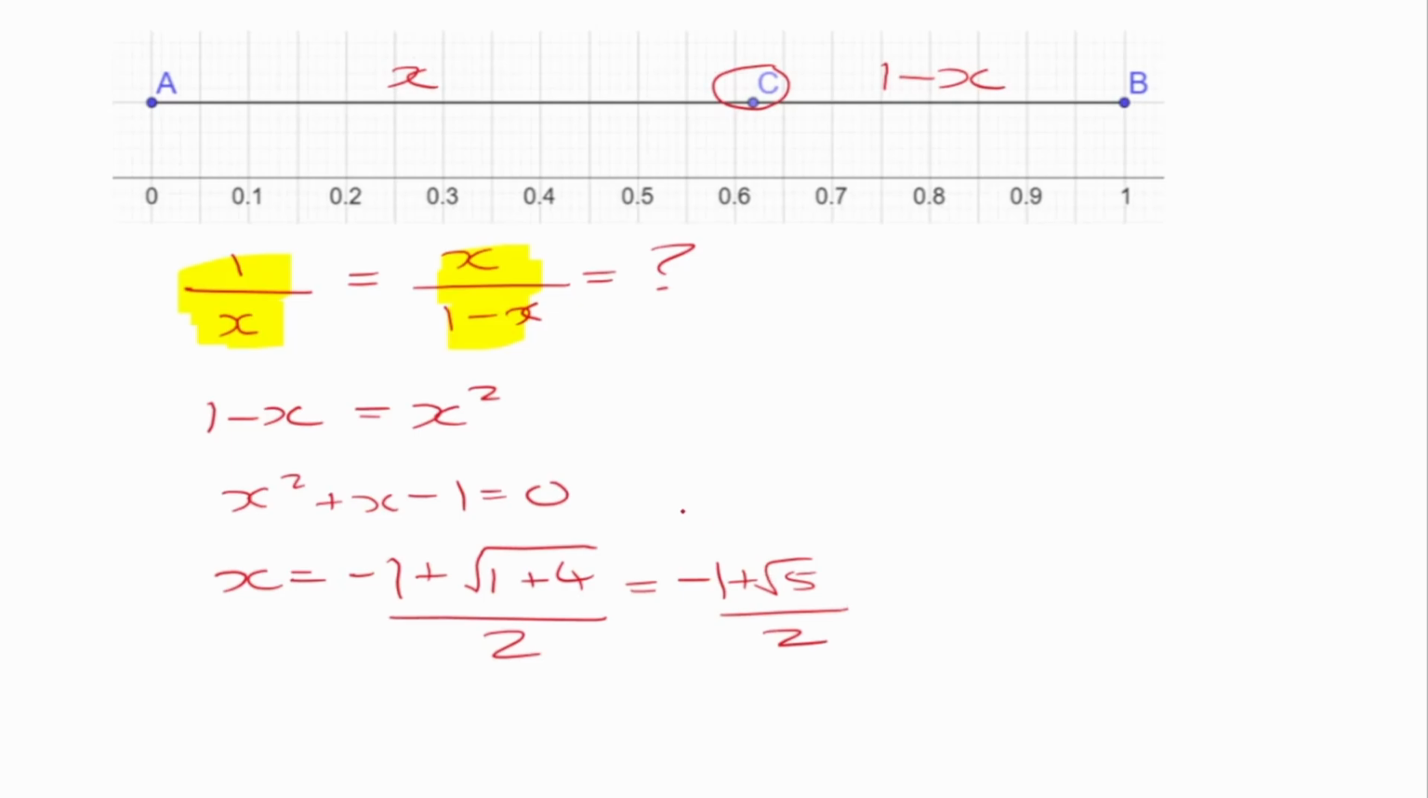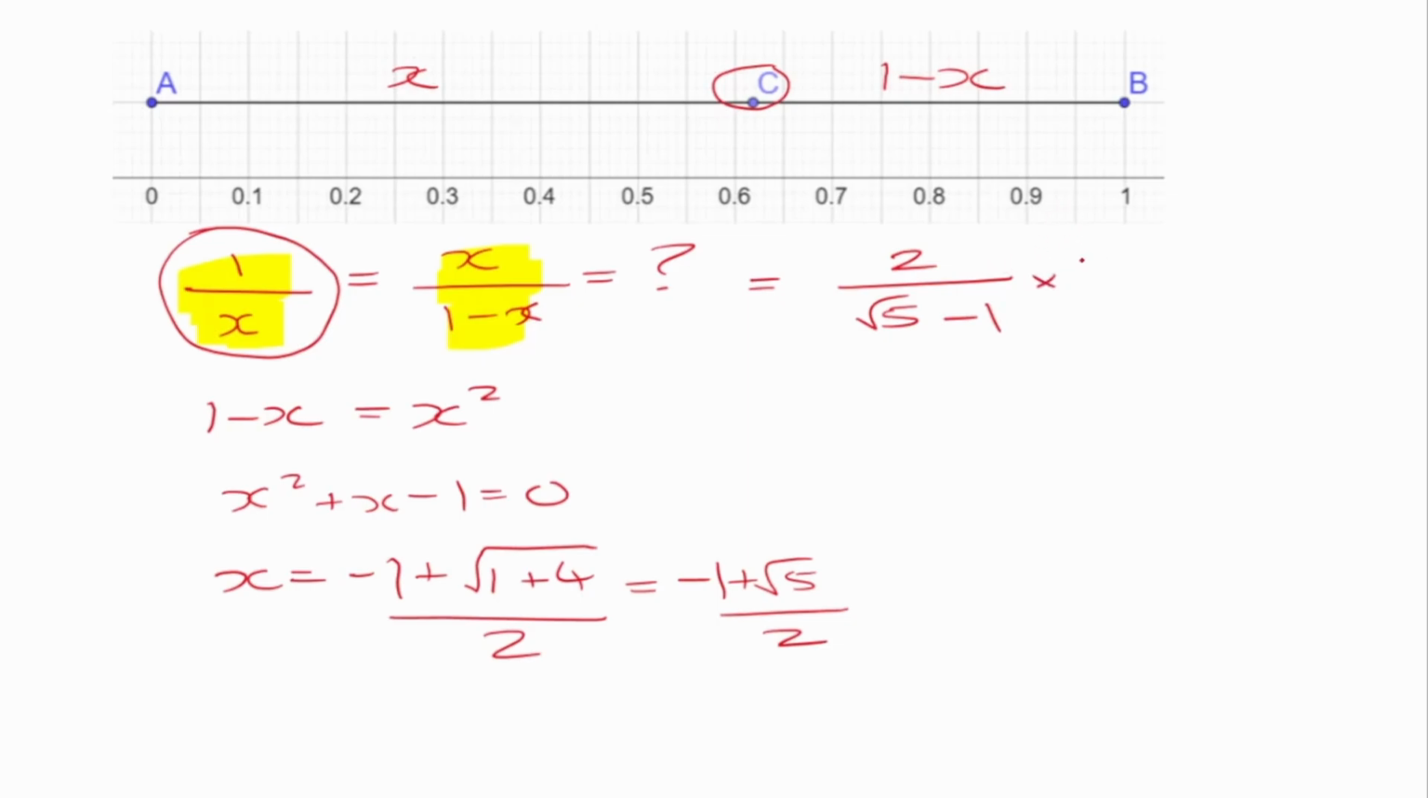So what I care about is the 1 over x value, i.e. the reciprocal of what we've just worked out. So that's going to be equal to the reciprocal, being 2 over, I'm going to swap this around, root 5 minus 1.